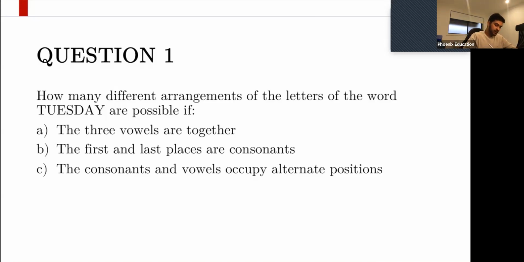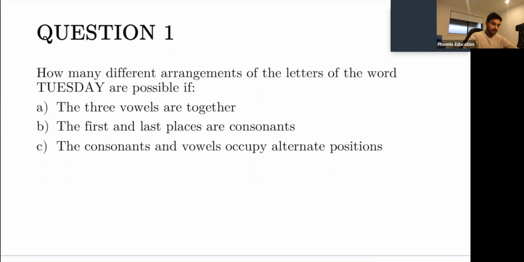Okay, let's have a look at this question. So we have 4 consonants and 3 vowels in the word Tuesday, and we don't have any repeated letters. So we don't need to divide anything else. So the first question asks how many arrangements are possible if the 3 vowels are together.